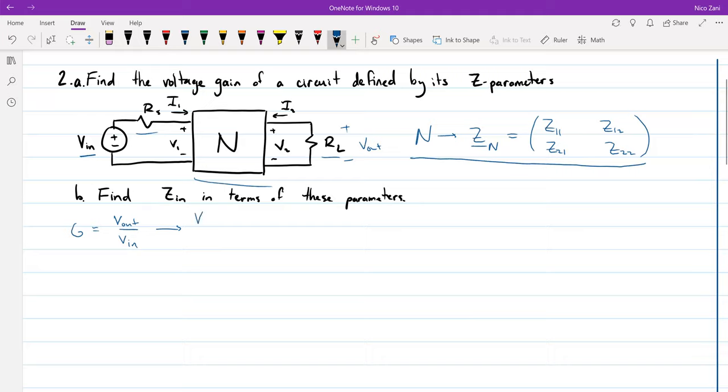The first thing I'll say is that we want to find what V1 is, because we know that V1 is equal to Z11 I1 plus Z12 I2. And similarly, we would want to find V2, which is Z21 I1 plus Z22 I2. So we can actually also write these in terms of Vn, Rs, and I1. So for example, in this case, V1 is actually just Vn minus Rs I1, which I hope you can all see from this side of the network. And V2 is actually just equal to negative I2 over RL.